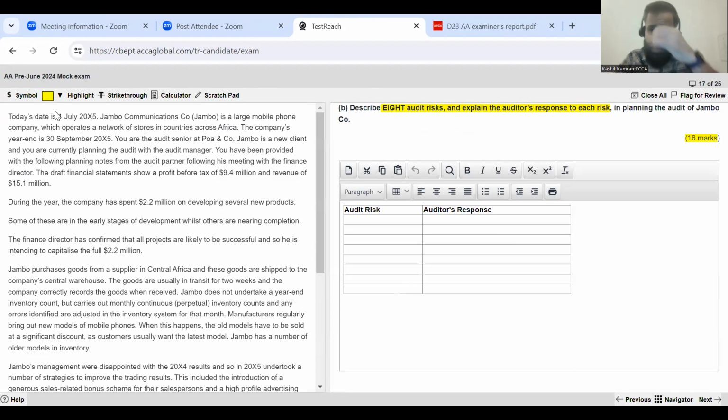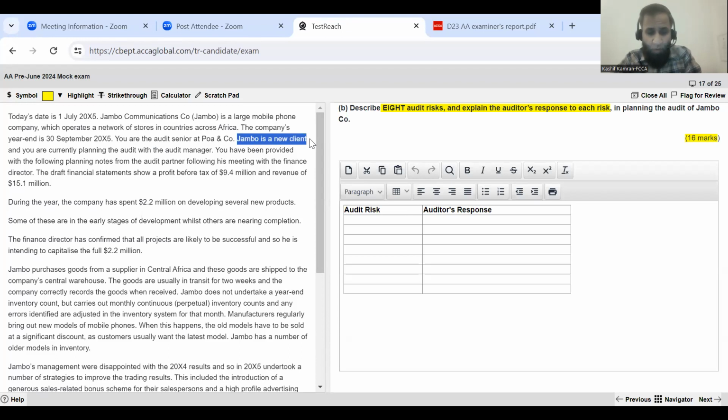I'll be showing you the time management later. So currently we're not looking into the time management. So requirement first, scenario after. Actively read the scenario, and then please ensure that you copy paste from the scenario and build up your answer. For example, you read the para first. Today is the 1st of July. Jambo, it's not Jumbo, Jambo, a large mobile phone company which operates a network of stores across Africa. The company year end is 30th of September. You are the audit senior. Jambo is a new client.